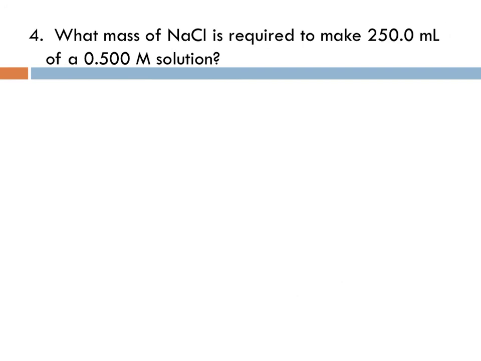And finally, I would like you to try to solve the mass of sodium chloride that's required to make 250 milliliters of a 0.500 molar solution. Please remember that molarity is moles of solute over liters of solution, and there are 1,000 milliliters in 1 liter. We will go over the answer to this question in class.